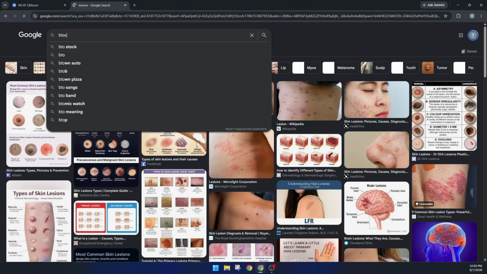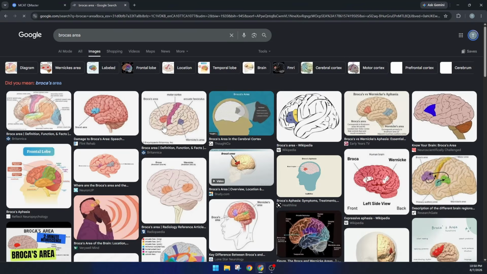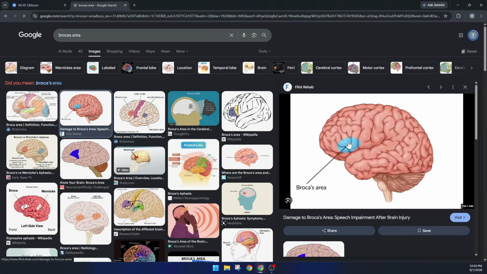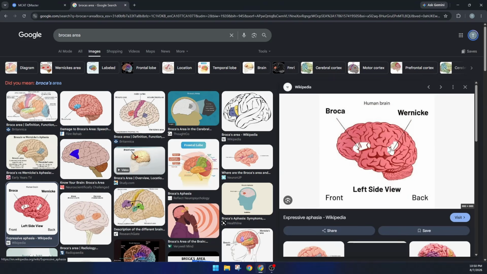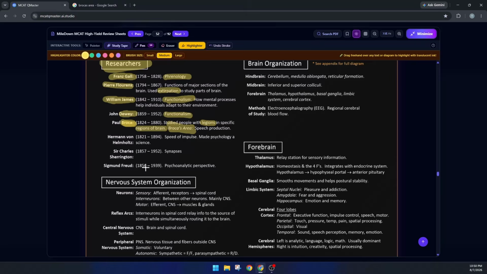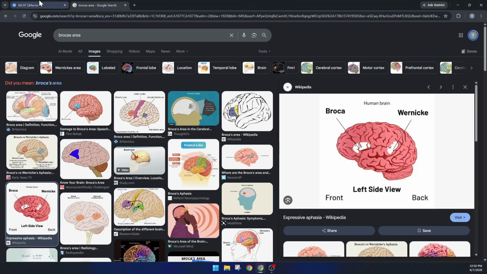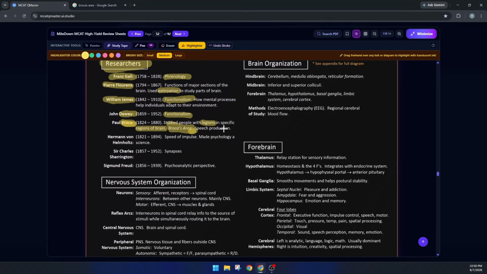So I'm going to search up Broca's area. Broca's area right here is in your frontal lobe, and that's associated with speech production. There's also Wernicke's area, which was discovered by Wernicke. I don't know if he's on here. He's not on here. But Broca found areas related to speech production based on lesions in the brain. That's similar to the method of extirpation over here.